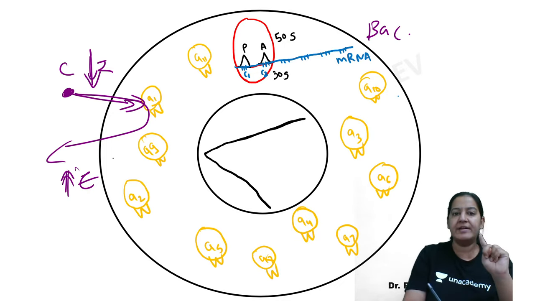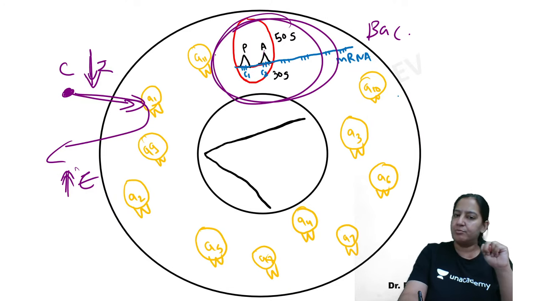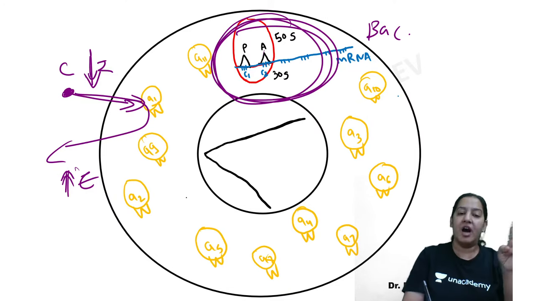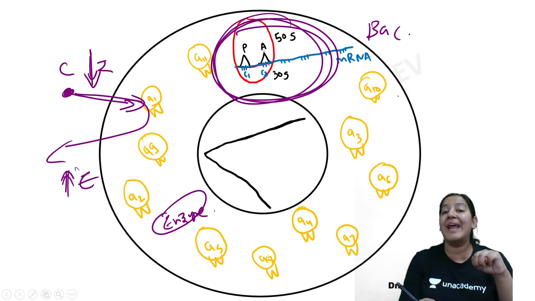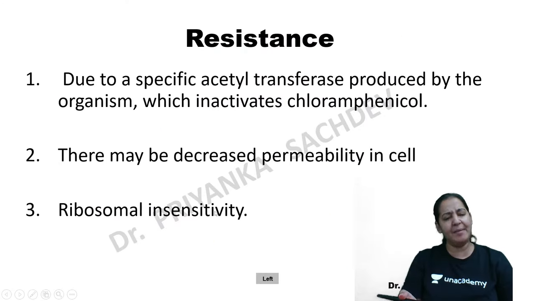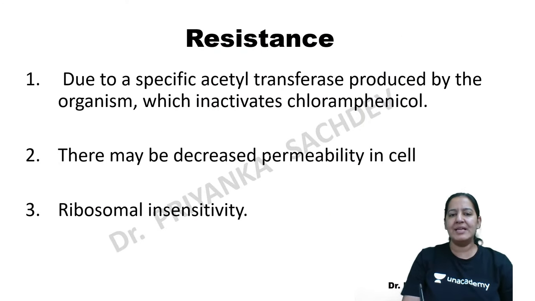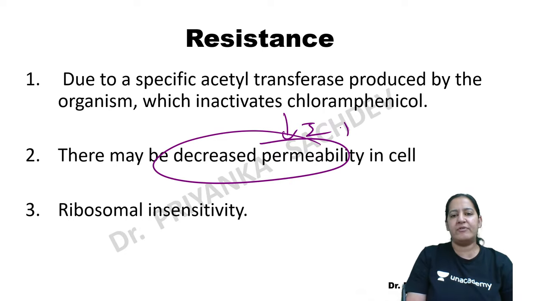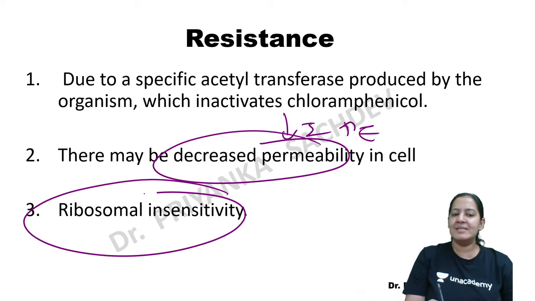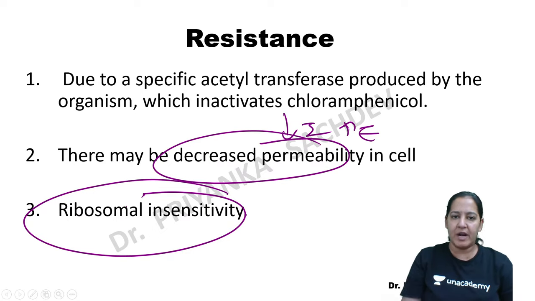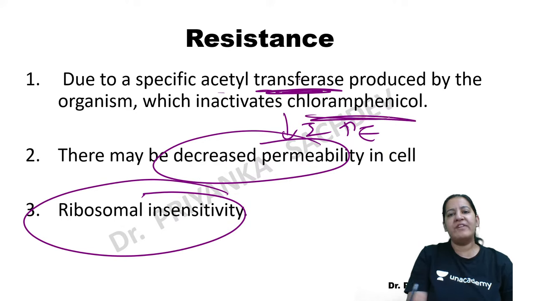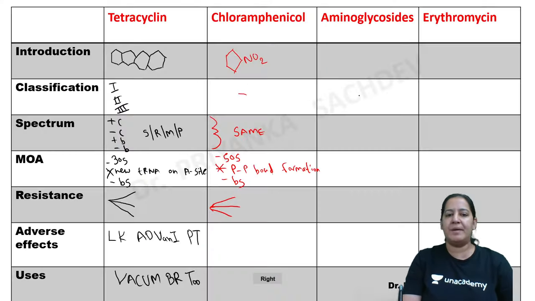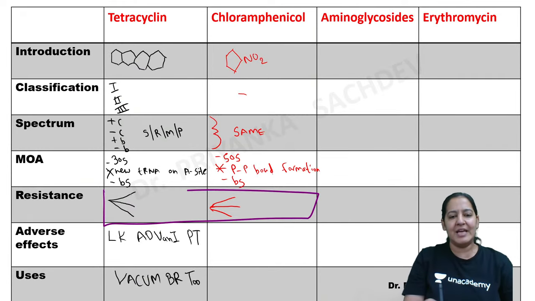Second mechanism, bacteria will cover the ribosome with a protective protein. The third mechanism, bacteria will form an enzyme. The name of the enzyme is chloramphenicolase, that will degrade the chloramphenicol. The same 3 mechanisms, exactly the same. So you can see decreased permeability means decreased influx and increased efflux. Ribosomal insensitivity means the ribosome is covered with a protective membrane. And an enzyme, the name of the enzyme is transferase or chloramphenicolase, that will inactivate the chloramphenicol. Give me a thumbs up. The same 3 mechanisms, so the resistance mechanisms are the same, no difference.